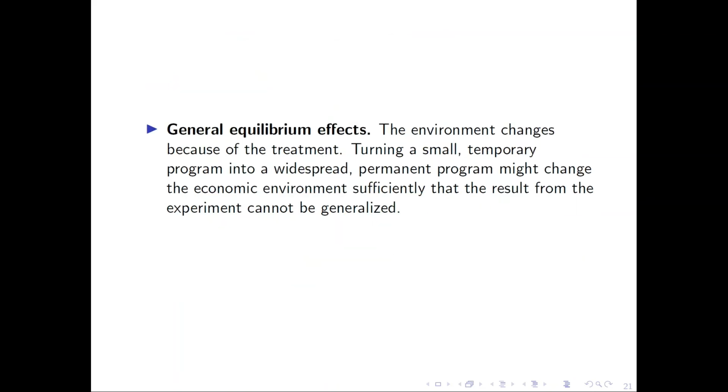A third threat to external validity is the general equilibrium effect. This is the case where the environment changes because of the treatment. So, for example, turning a small temporary program into a widespread permanent program might change the economic environment. And because the environment changes, we cannot rely on the results from the experiment.